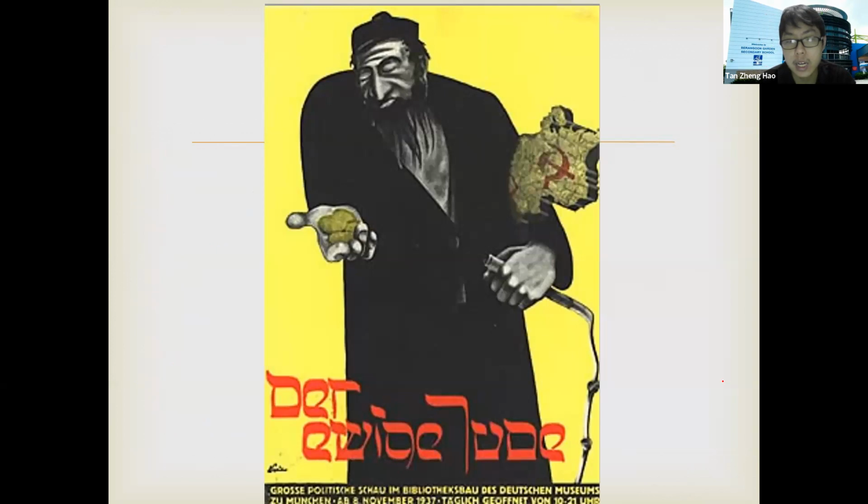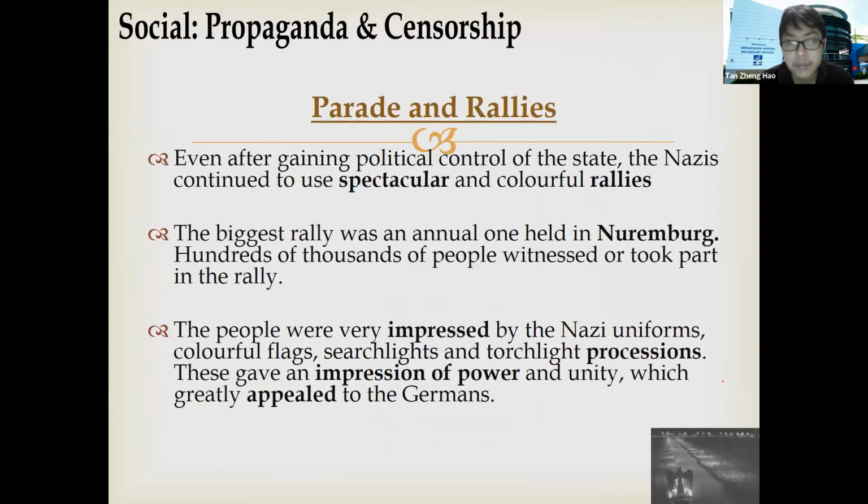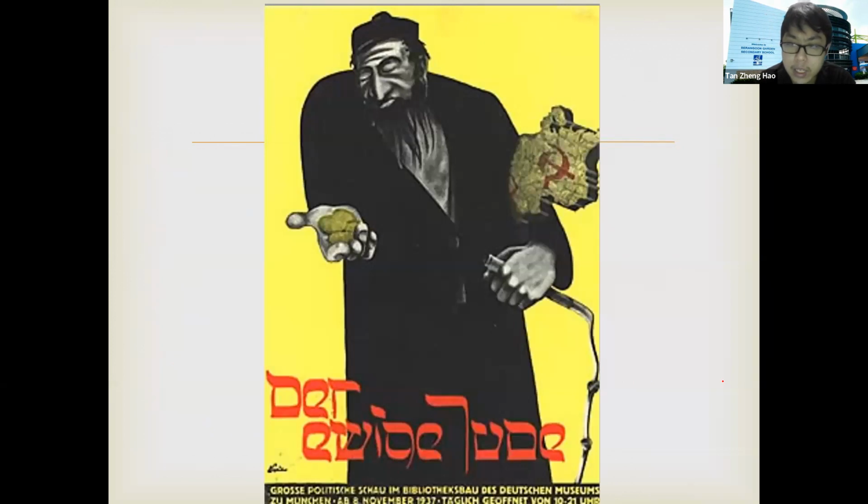Here is another poster casting a negative image about the Jews. Actually, I don't think this is the Jews. I think these are the communists. I apologize. How do I know? Because I see the communist logo here.